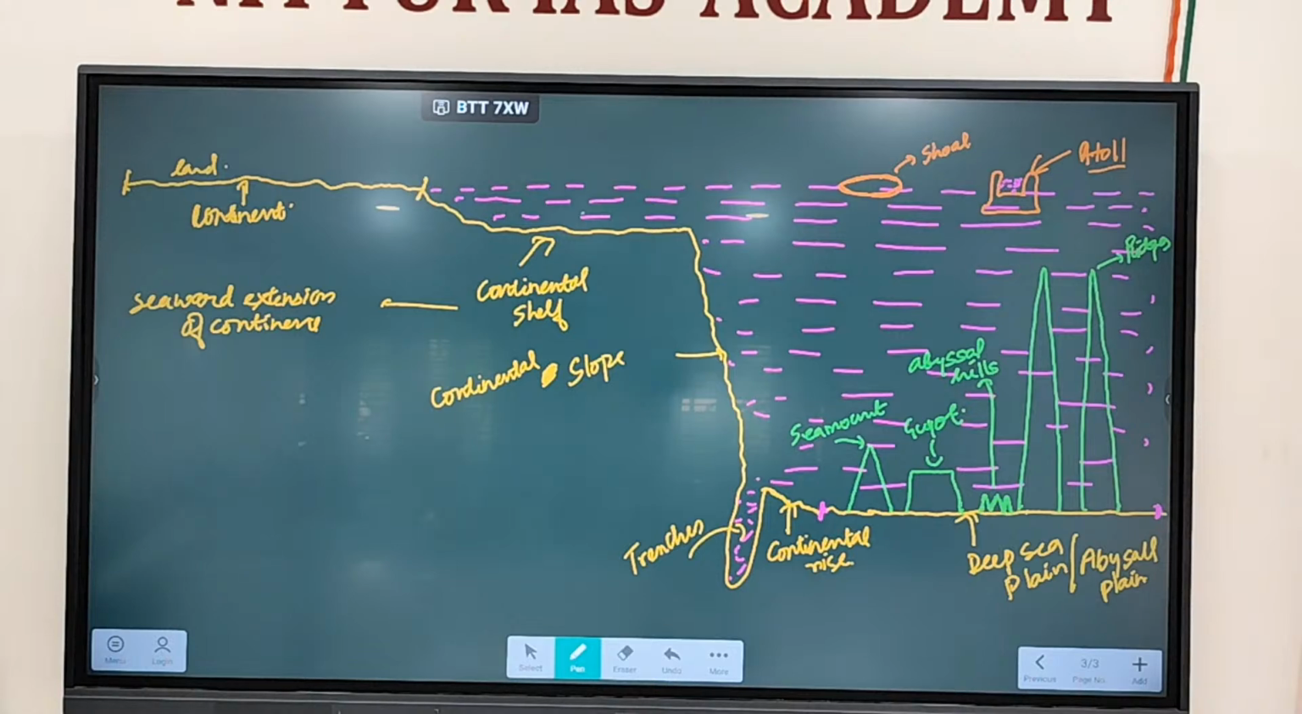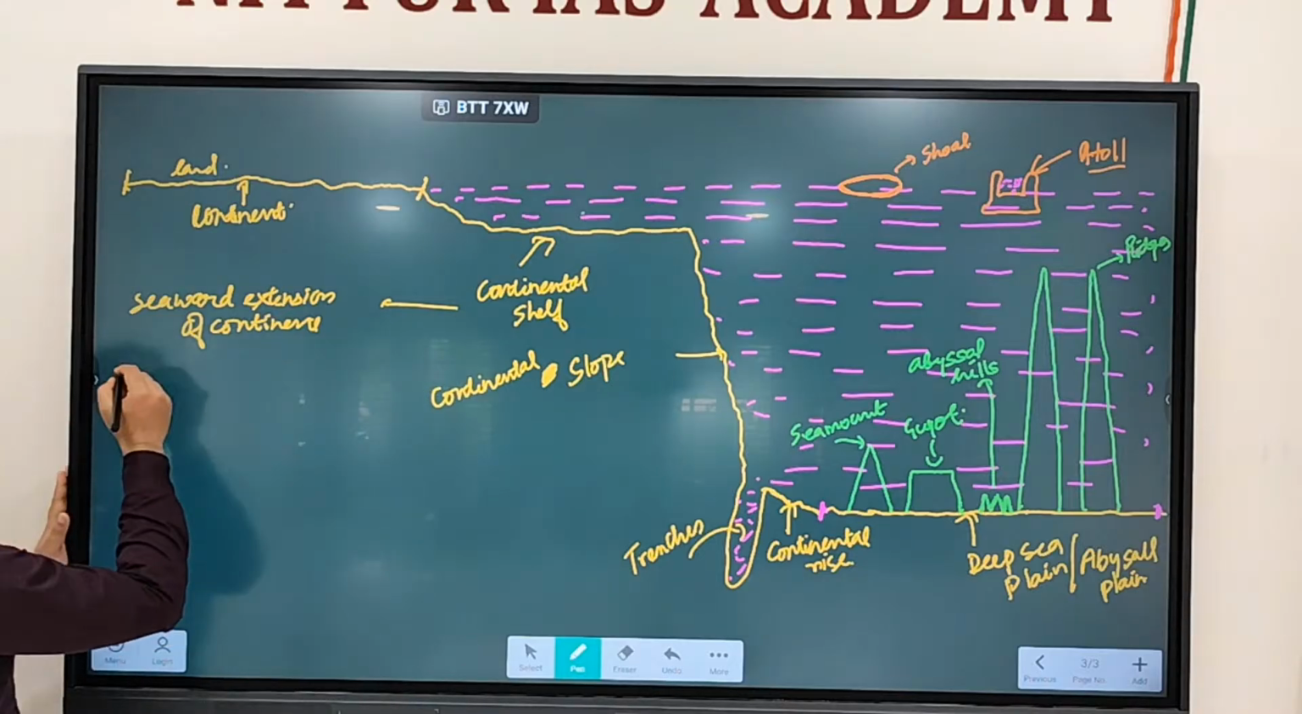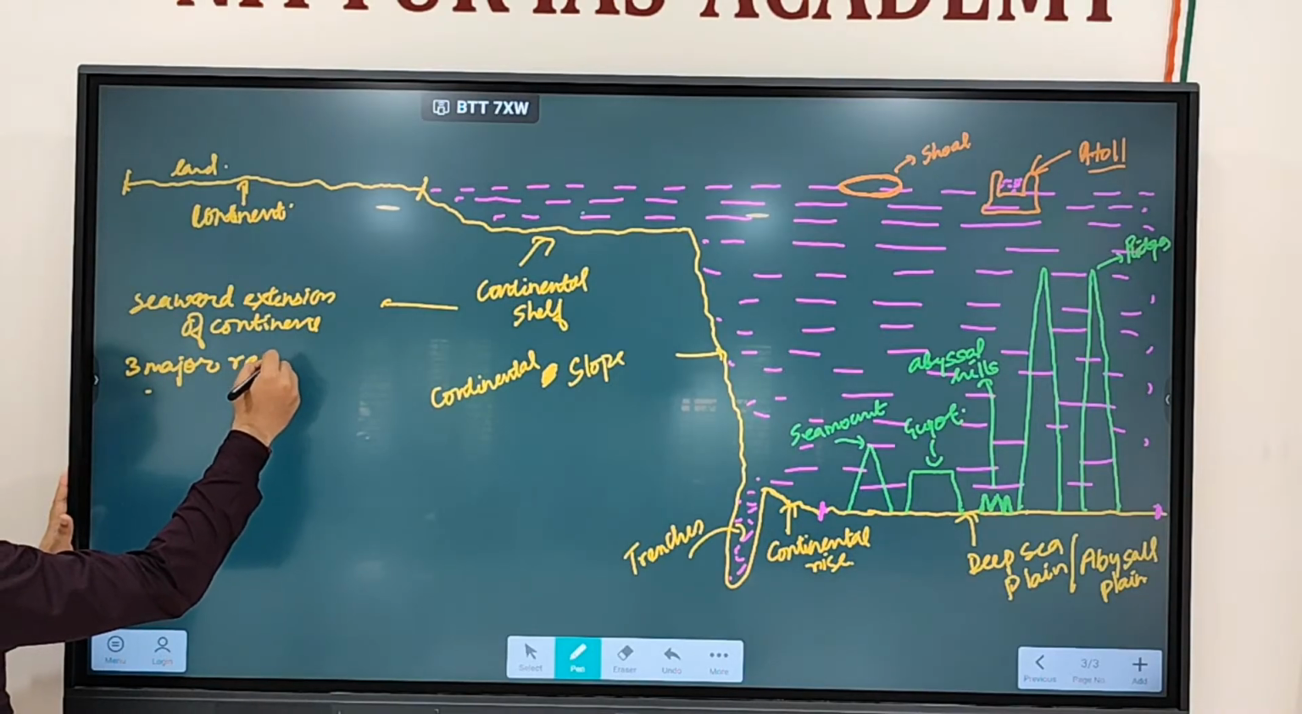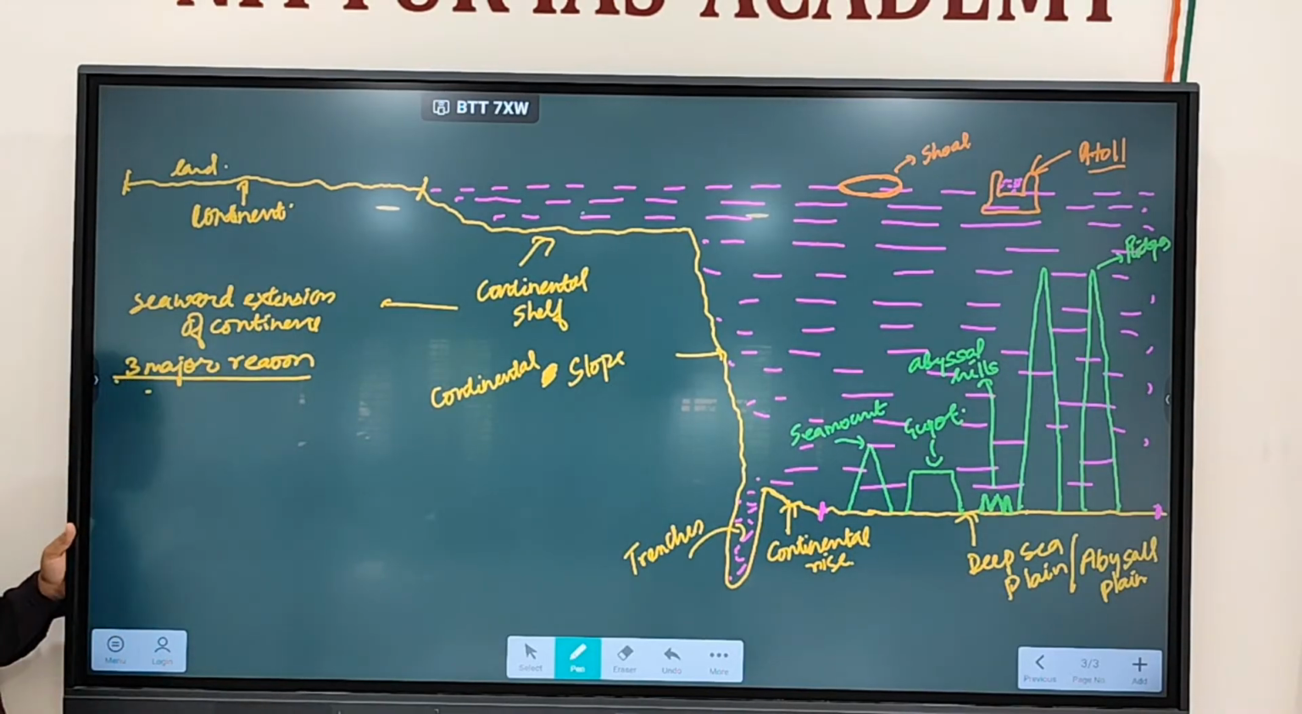Fine. Now, why is there a seaward extension of the continent? We are saying that when continents are extending into the oceans or towards the sea, you are calling this a continental shelf region. Clear? Now, continental shelves are created because of three major reasons. What are the three major reasons?